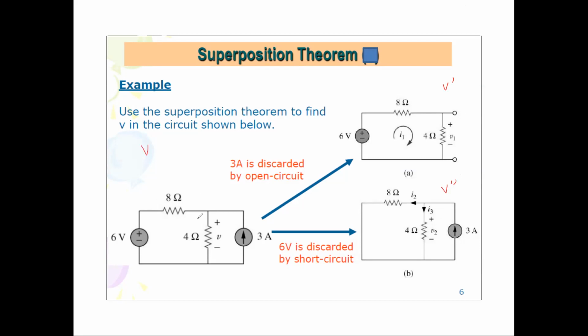So the total voltage here is the summation of the contribution of each single source. V prime is due to the 6 volt source, and V double prime is the voltage drop due to the current source. After that, the power can be calculated, for example V squared over R. You cannot get power as V prime squared over R plus V double prime squared over R. This one is totally wrong.